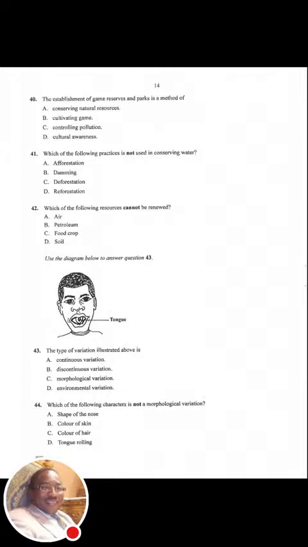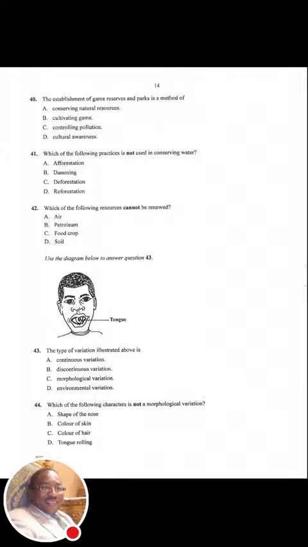Number 41. Which of the following practices is not used in conserving water? Afforestation, when we start planting trees in a habitat that has no trees, definitely those trees will allow the environment to have moisture and more water will come in there because the soil will be moist. That can be used to conserve water, afforestation. B, damming can be used to conserve water. When you build dams, you conserve water.